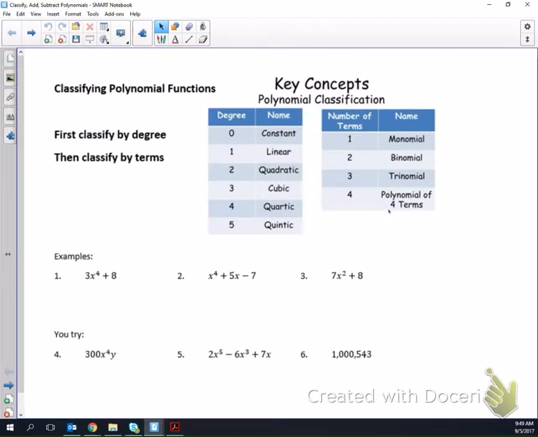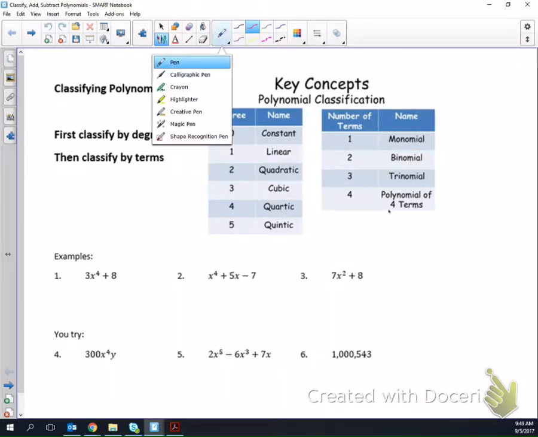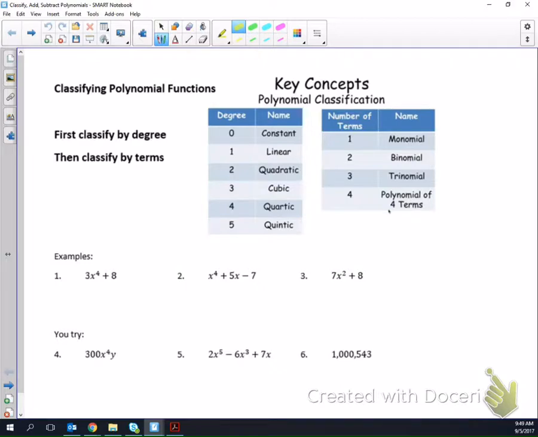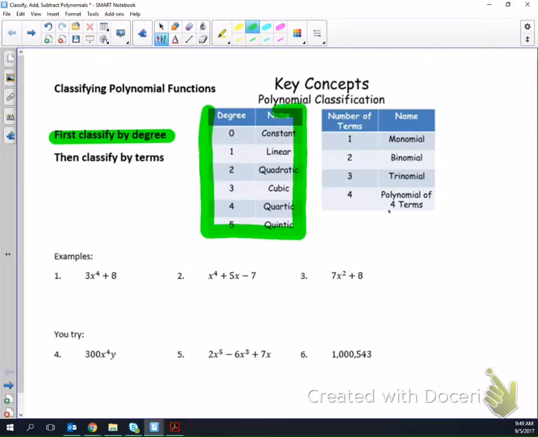Okay, so what I'm going to show you guys right now is how we classify a polynomial function. I'm going to be using two colors. Make sure you've got the notes in front of you. The first thing we're going to do is to classify by degree. All right, so our degree is over here in this table.